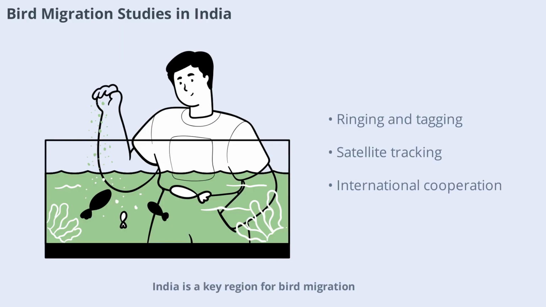India is a key region for bird migration, with many species traveling vast distances each year. The Bombay Natural History Society has conducted extensive bird ringing and tagging studies since 1927, helping to map migration routes and understand bird movements. Modern techniques like satellite tracking and color tagging have improved our ability to monitor and protect migratory birds. These studies are crucial for conservation and international cooperation.